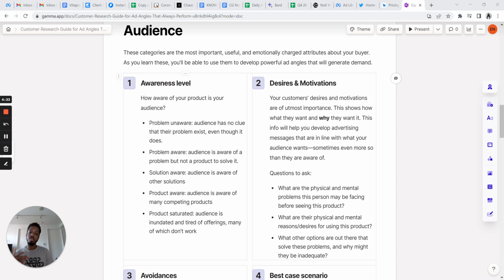The first stage is problem unaware, which is when they have no clue that the problem exists, even though it does, right? These awareness levels will help you understand what kind of messaging you're going to have to give them. If someone never heard about skincare before, you wouldn't talk to them the same way you would somebody who has tried 30 skincare products, right?